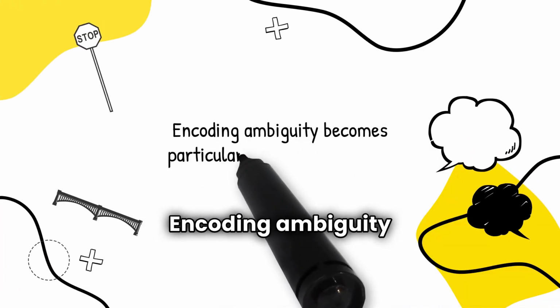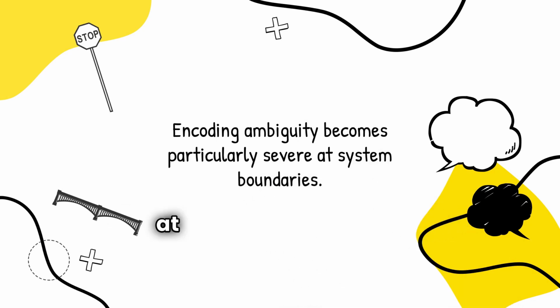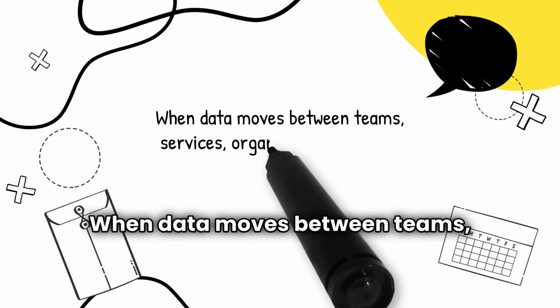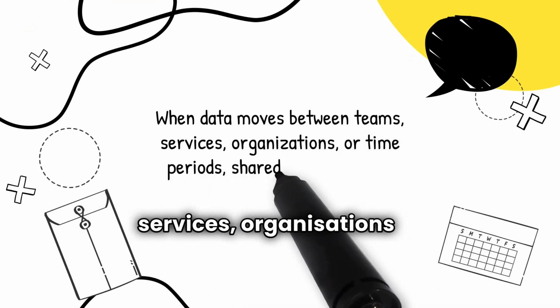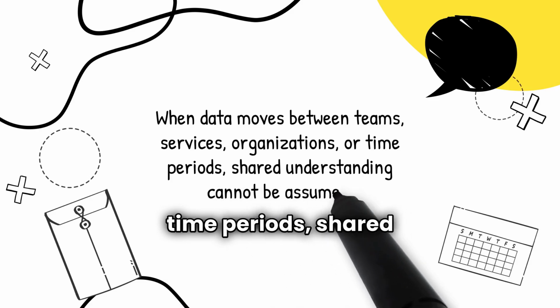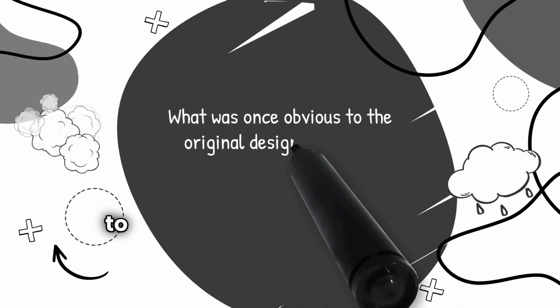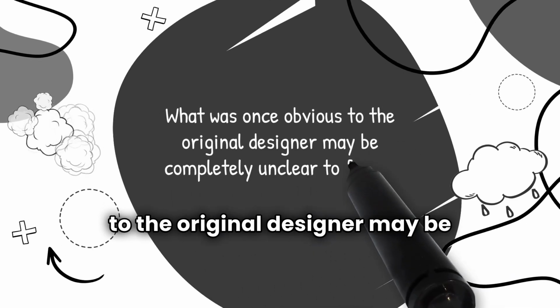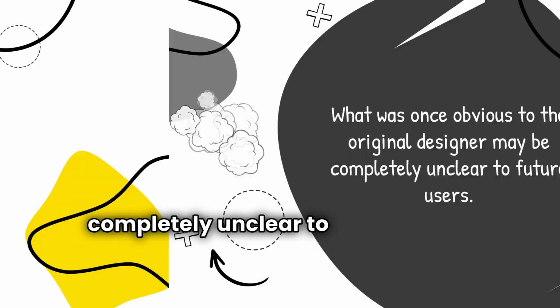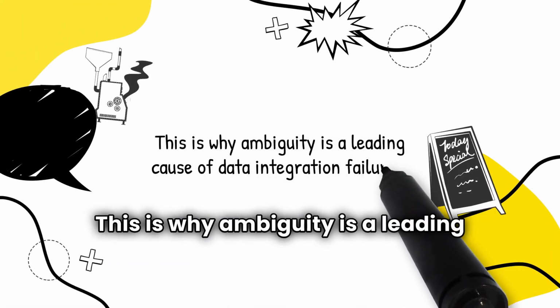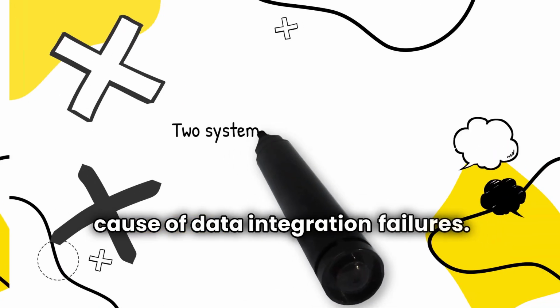Encoding ambiguity becomes particularly severe at system boundaries. When data moves between teams, services, organizations, or time periods, shared understanding cannot be assumed. What was once obvious to the original designer may be completely unclear to future users. This is why ambiguity is a leading cause of data integration failures.